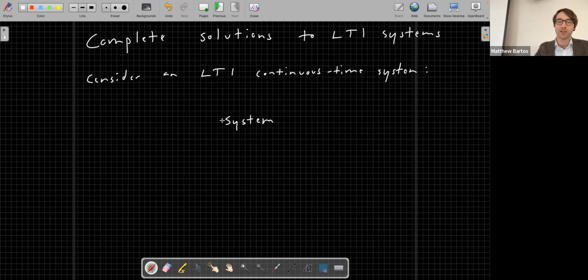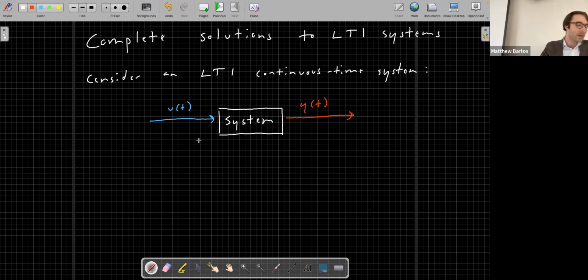So let's say we have our block diagram. We have a system. We have some input u(t), and we have some output y(t). So you know the drill at this point. And this system, a continuous time LTI system, is modeled by an ordinary differential equation.